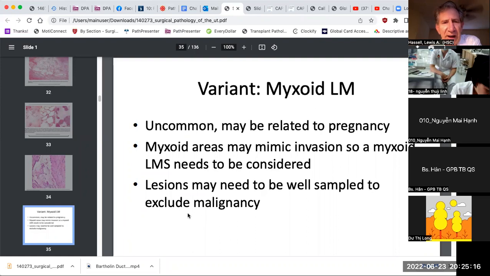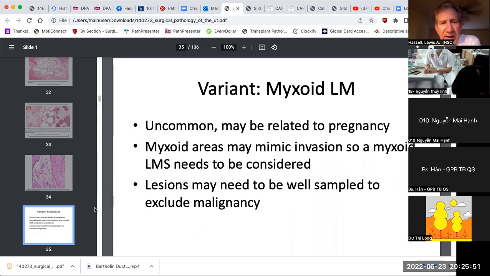but these are lesions where, rather than edema or hydropic fluid, there's actually sort of a myxoid mucohyaline type ground substance. And they may have features that look invasive. And so the differential begins to include a myxoid leiomyosarcoma. This is a situation where you want to be sure to sample the lesion well.